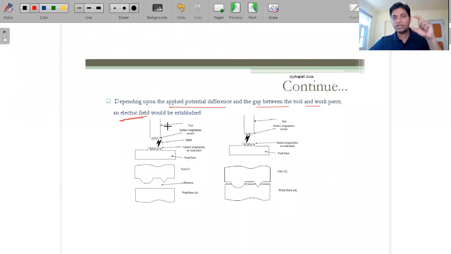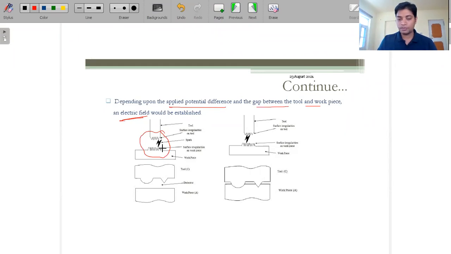As I mentioned, wherever the minimum gap is found, it will create a discharge. Now, guys, please keep in mind, again I'm repeating, here it is not an arc, it is a spark. Okay, what is the meaning of spark? Spark is generated for a few microseconds only. Okay, and an arc is generated for a long time.